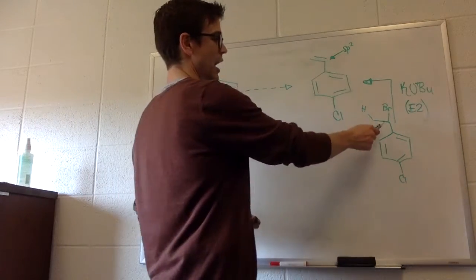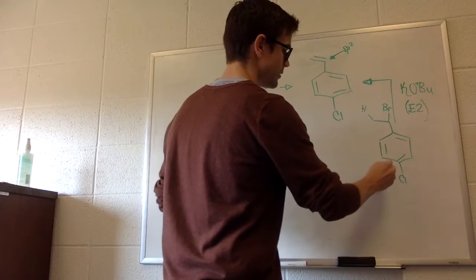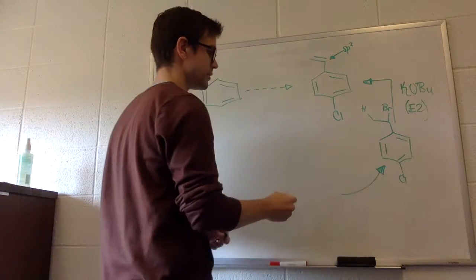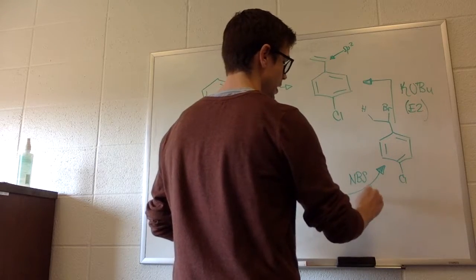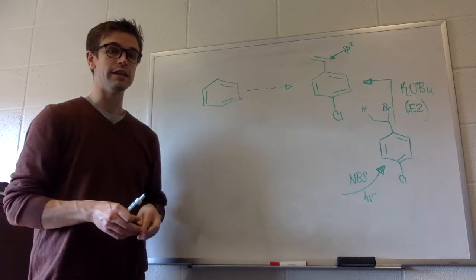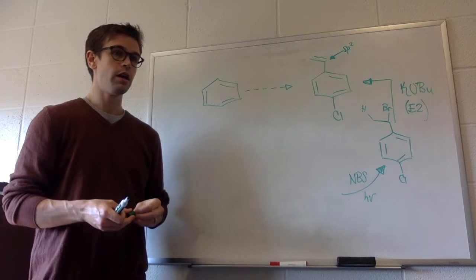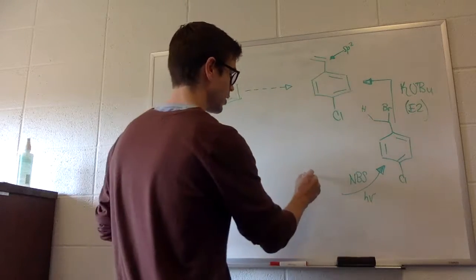But we now have to add a bromine to that position. How do we do that? We learned that in Friday's class. It's with NBS, N-bromosuccinimide, and light. So that was the allylic bromination that we learned in chapter 15, but now it's called a benzylic bromination.